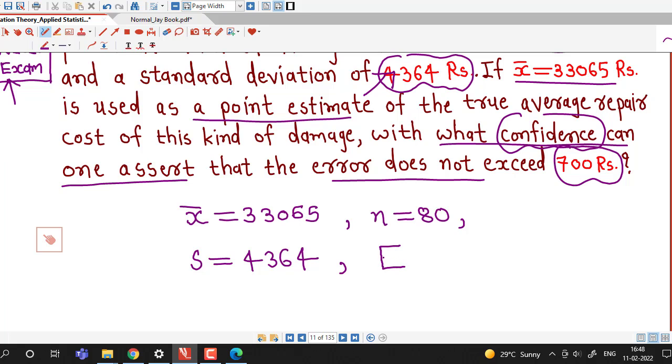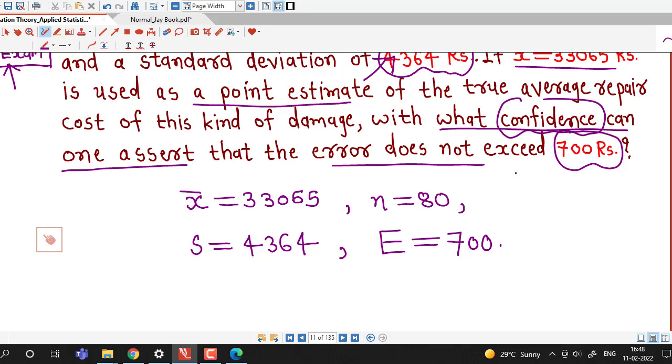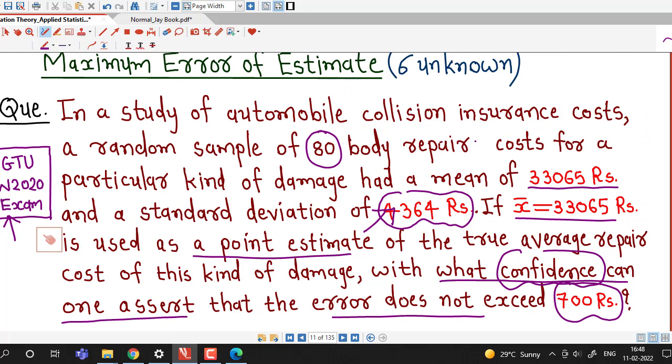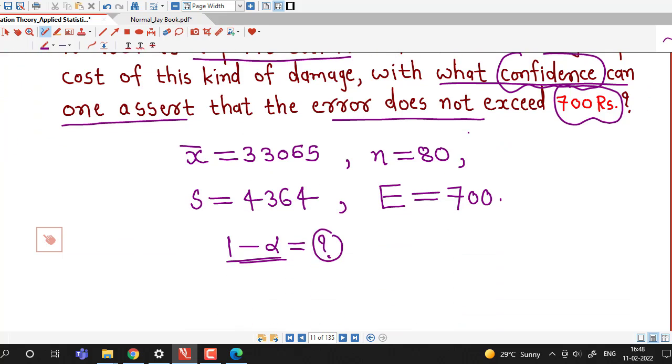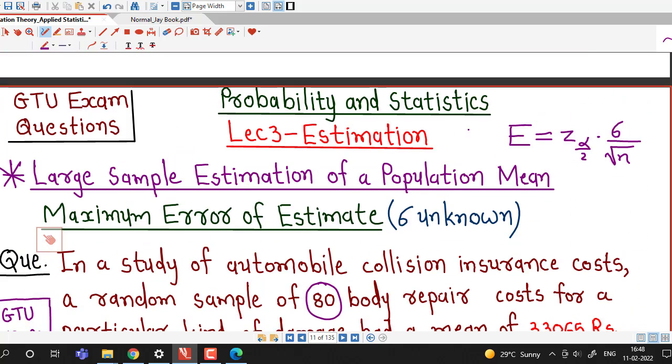So we are given the maximum error of estimate as 700, and we have to find out the level of confidence, that is we have to find out 1 minus alpha. So how to find out 1 minus alpha, that is level of confidence or confidence level? That is the question in this problem. Now if we recall that formula for maximum error of estimate is E equal to Z alpha by 2 times sigma over square root of n.